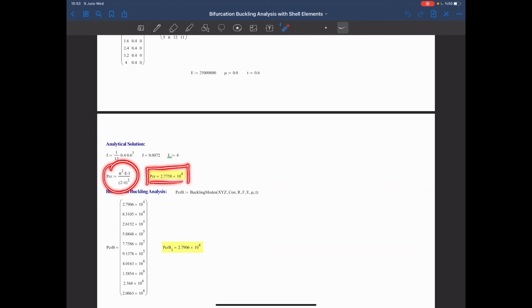Again, I'm using P Euler is equal to pi squared EI over KL squared. And as you see, we get very close results. I see other buckling modes, but of course, as we discussed, this is the one that we will see. This is the bending mode, the way it buckles as it bends. And again, we obtain very close results.